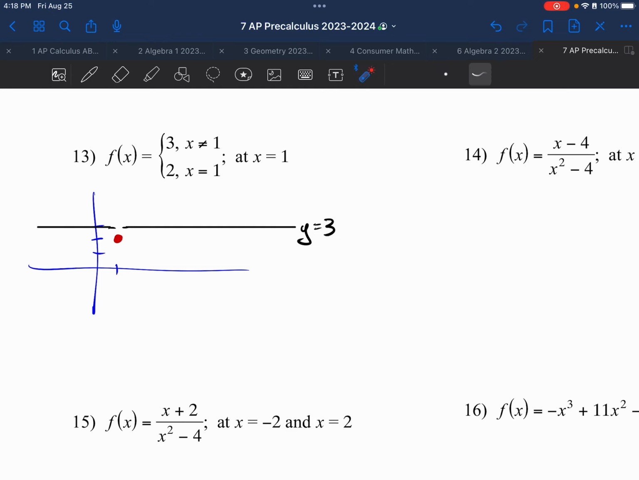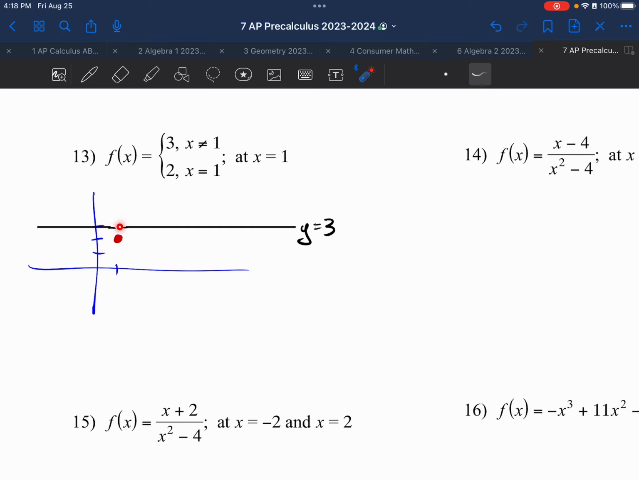And just make sure that this makes sense. When I'm not at 1, when I'm not at this one point, ignore that one point. When I'm ignoring that point, I have a height of 3. Seems good so far. But when I am at 1, when I am at this point, I have a height of 2. And there it is. Everything makes sense.